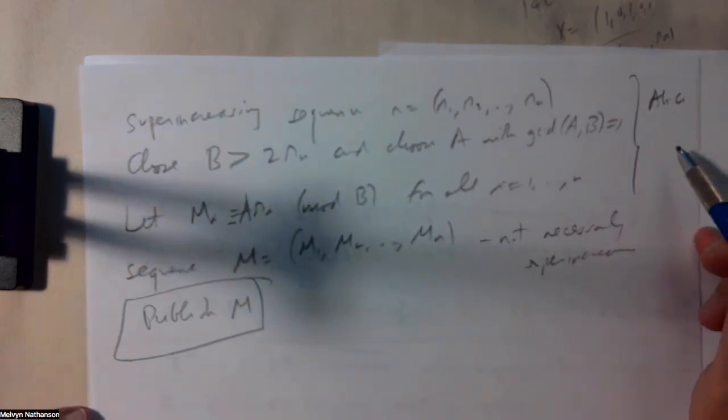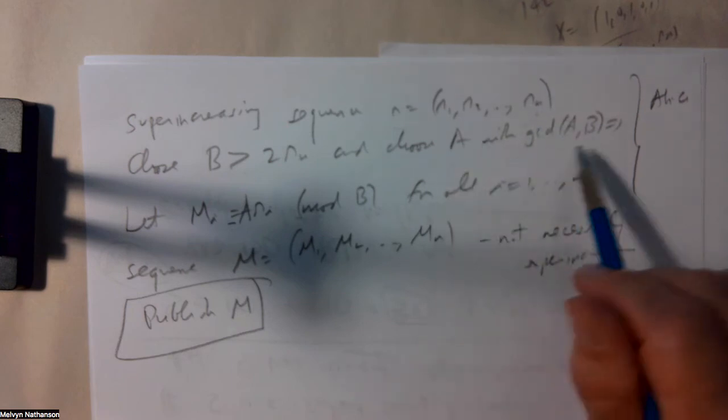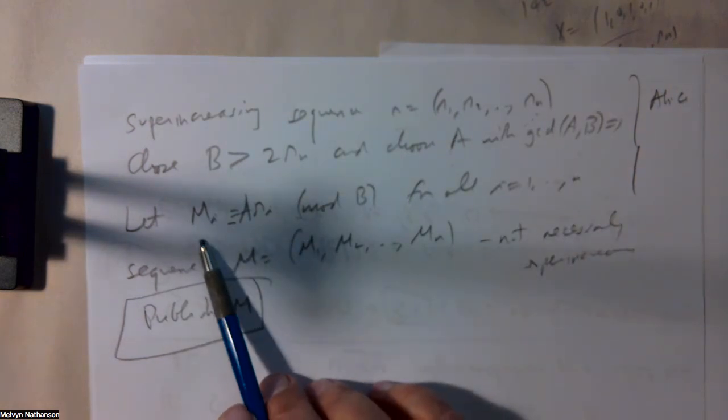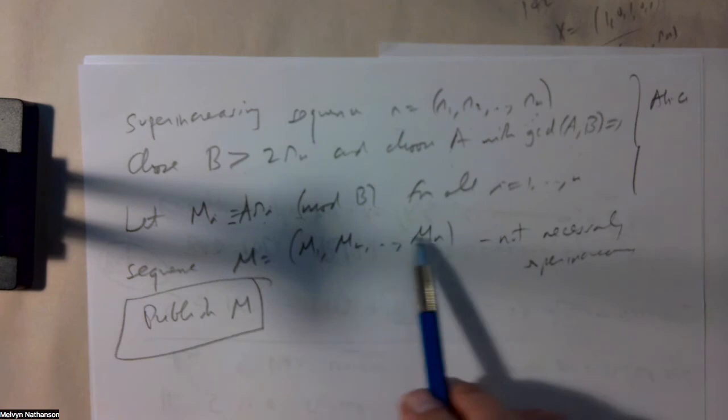So Alice is the one who's setting up this crypto system. She chooses a super increasing sequence R. She chooses a number B bigger than 2Rn, the largest one. And she chooses a number A relatively prime to B. She constructs a new sequence of integers, Mi, where Mi is congruent to A times Ri mod B for all i. She publishes this sequence M. And what is the encryption method?